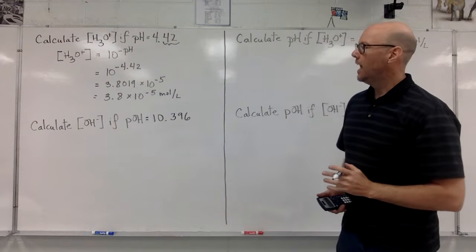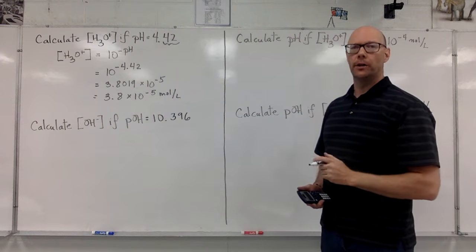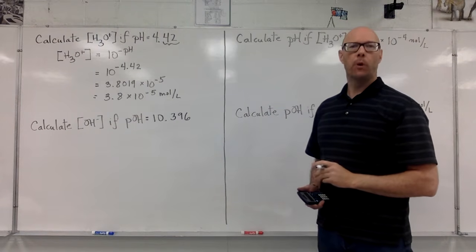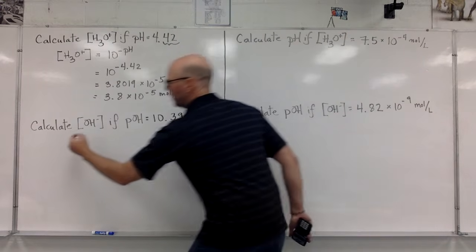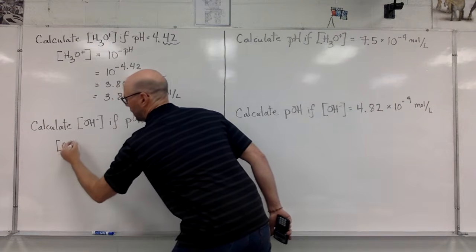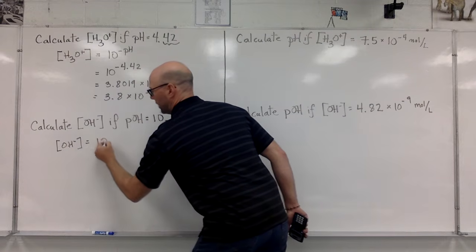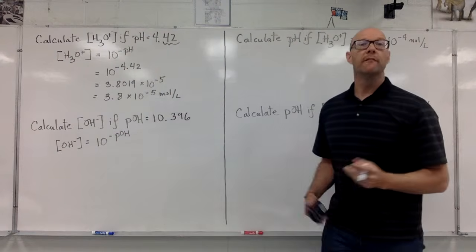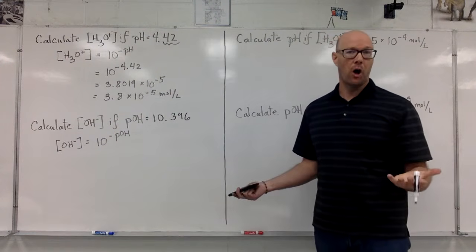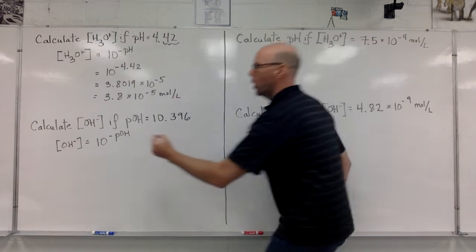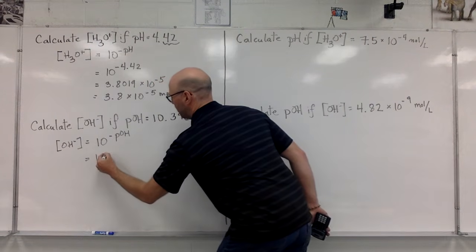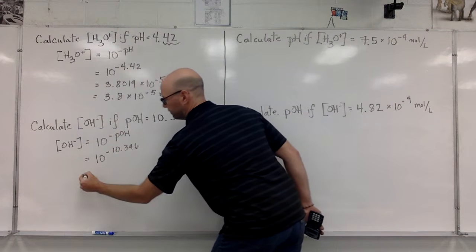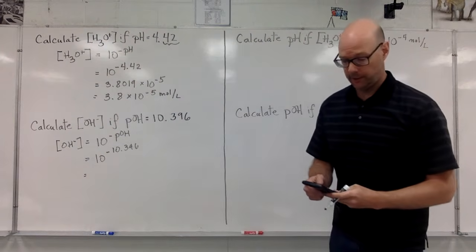A second example, calculate the hydroxide ion concentration if the pOH is equal to 10.396. The hydroxide ion concentration is equal to 10 to the power of the negative pOH. Very similar to the first question, only all the analogous chemicals. We're going to substitute 10 to the power of negative 10.396, and I do that calculation.